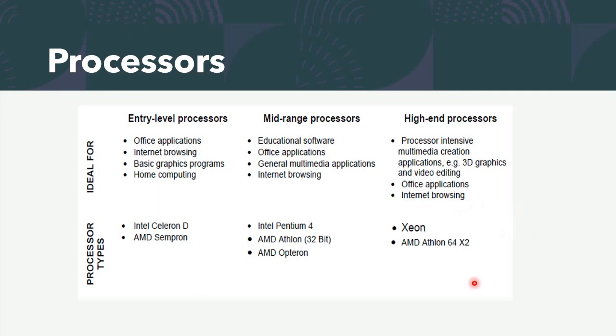And for high-end processors, we have the Xeon, AMD Athlon, and the most updated or latest processor that we have, the iCore, if you have heard of that. iCore 3, we have 5, 7, and I think 9 is on the market as well. So that is for multimedia creation applications like 3D graphics and video editing, office applications, internet browsing.